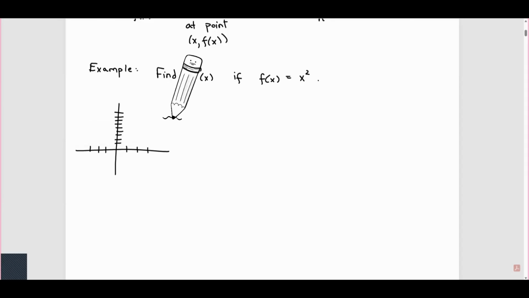So we have the points 0, 0; 1, 1; negative 1, 1; 2, 4; negative 2, 4; and then 3, 9; negative 3, 9. Okay, so there's my parabola. Let's make it a little more curvy there.